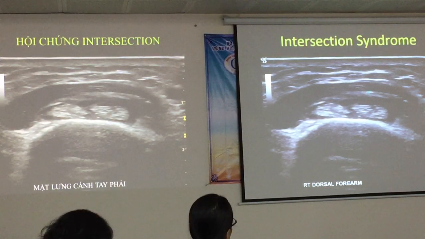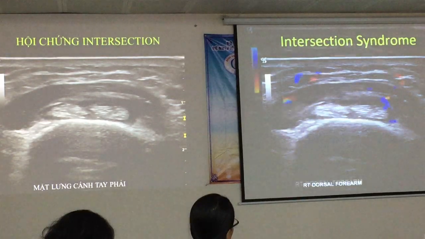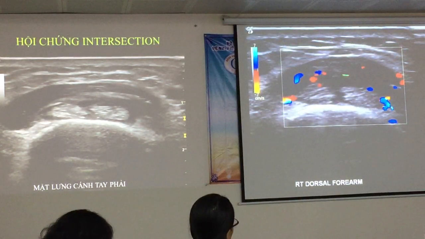And this thing over the top is actually the muscle belly of the APL and EPB. And what's happened is there's thickening and hyperemia as those tendons and muscle cross.